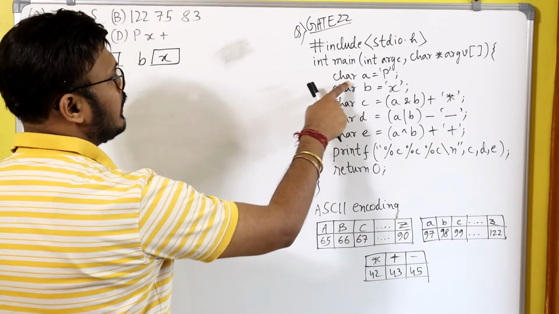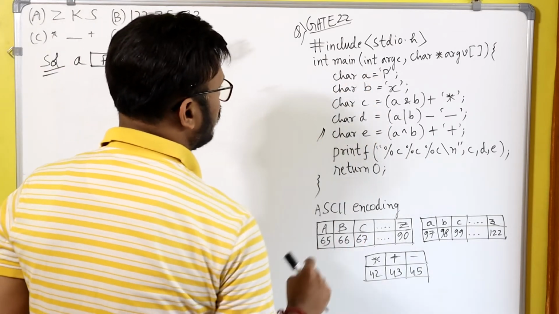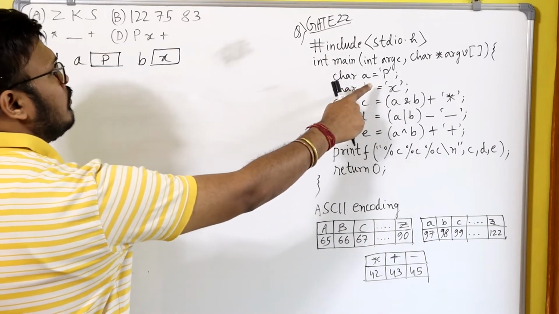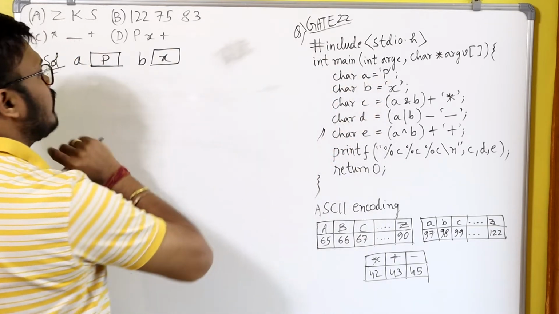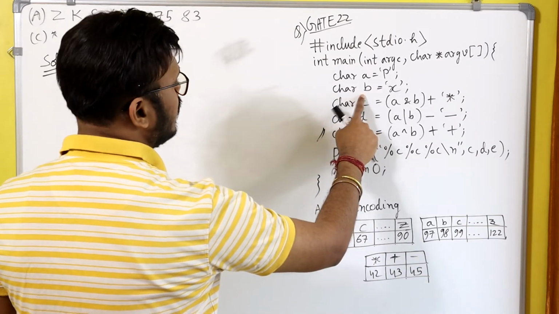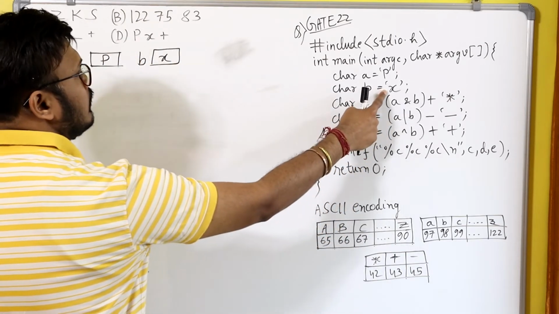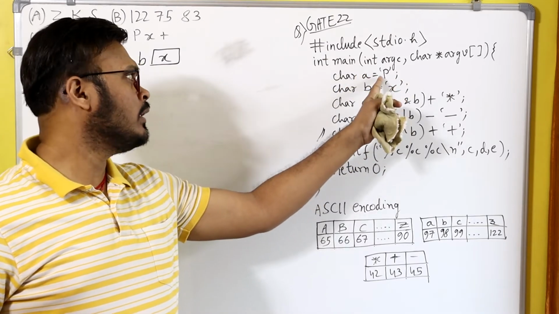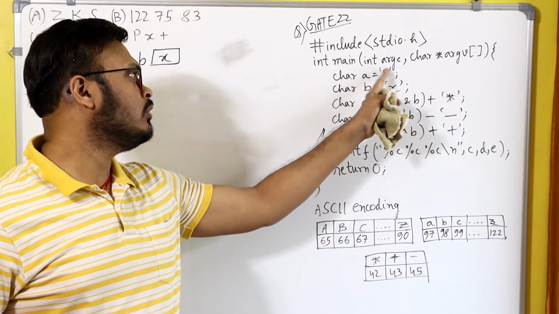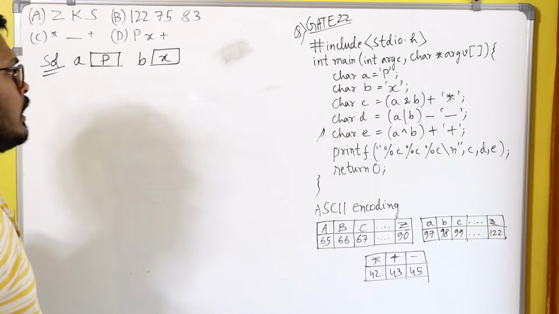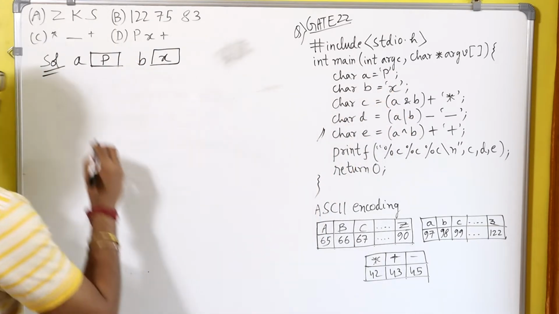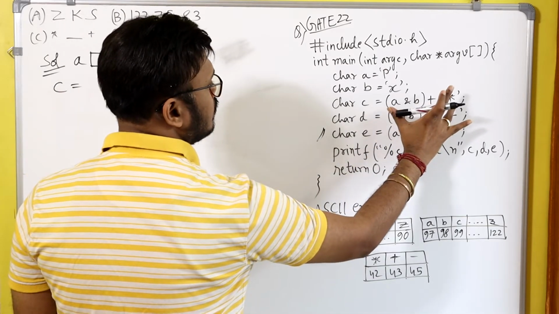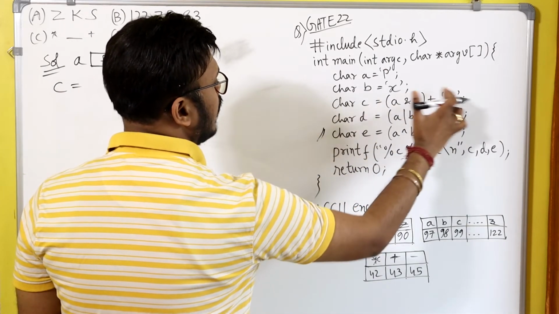Just concentrate here. Char a is equal to P. So small a is a character variable which holds the character P. Similarly, small b is a character variable which holds the character small x. All the characters are written within a single quote, like you can see here. Now char c is a character variable which holds the character obtained by calculating this part.